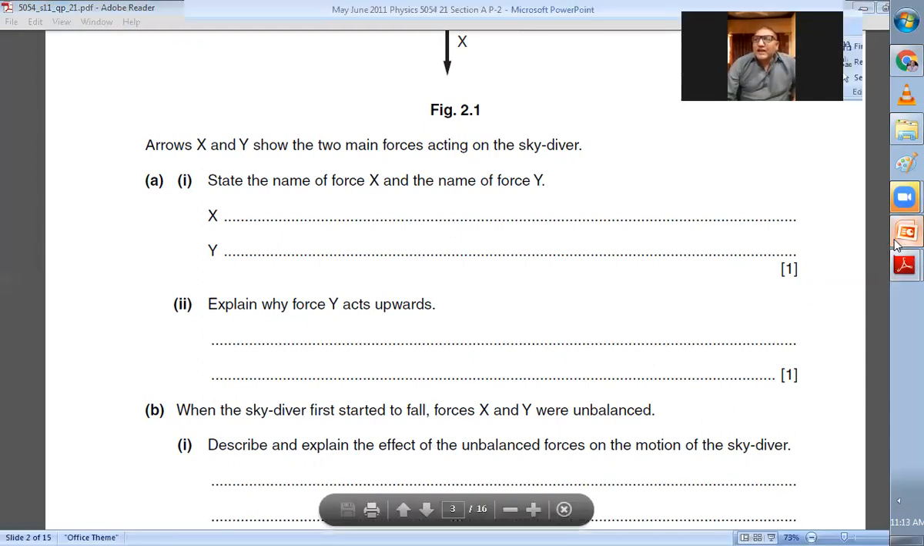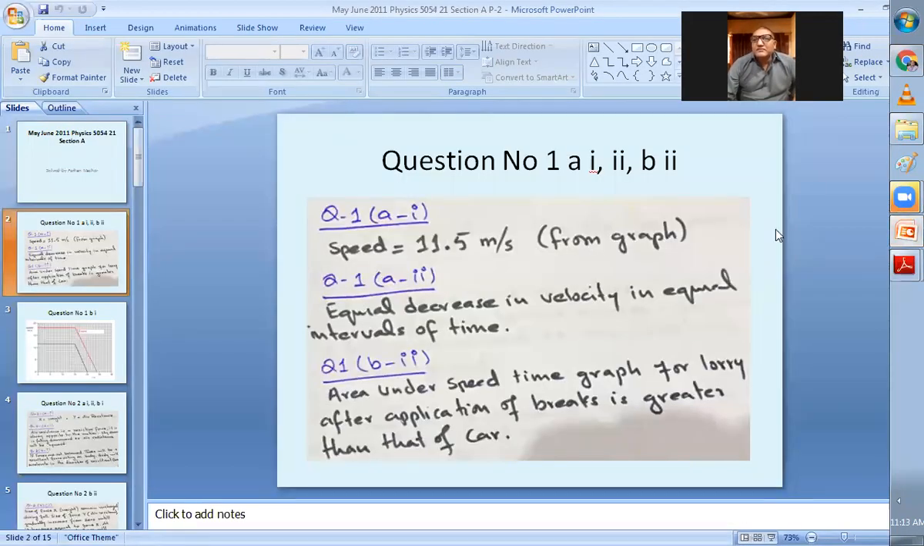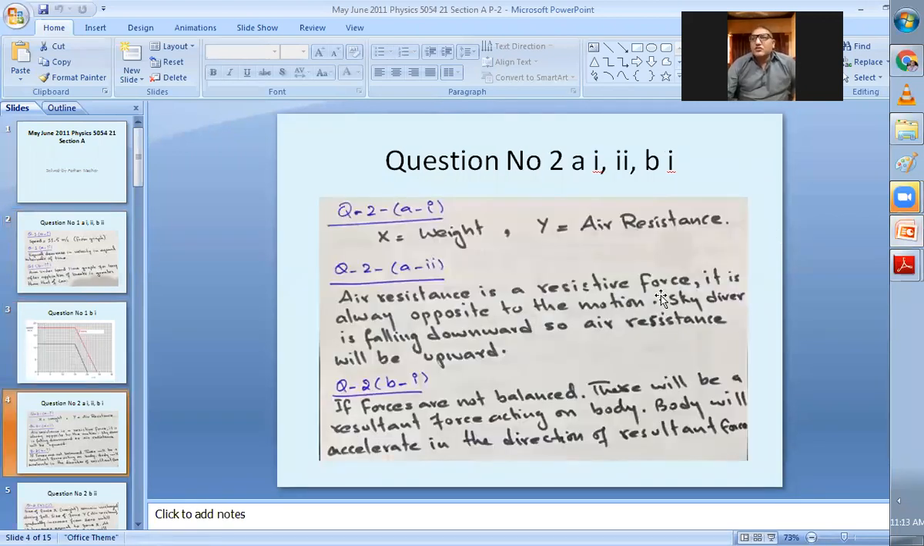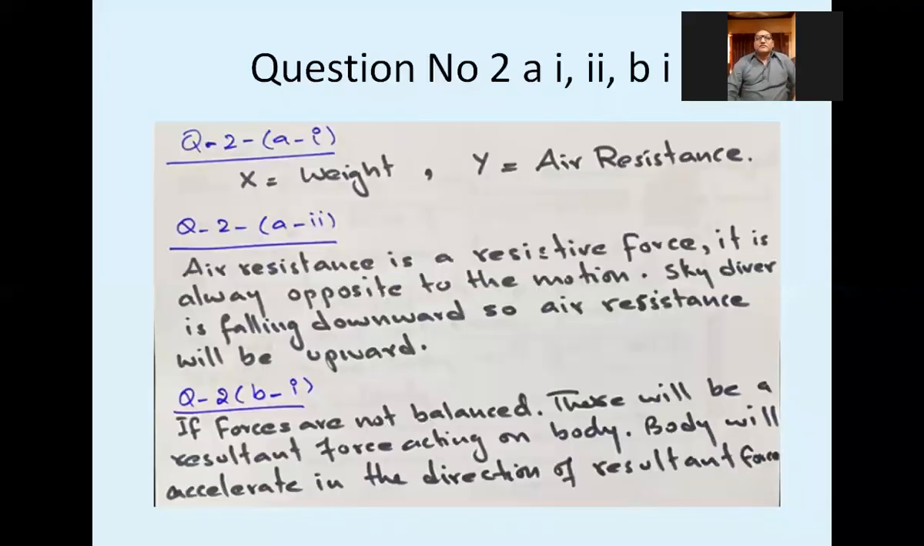Let me show you my answers, and here we come. Question number 2, you can see it now on your screen. X is weight, Y is equal to air resistance. Question 2A: air resistance is a resistive force. It is always opposite to the motion. The skydiver is falling downward, so air resistance will be upward, opposing its motion.